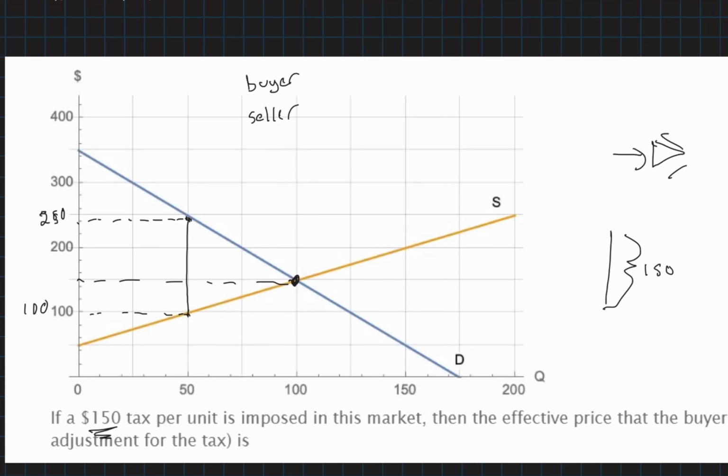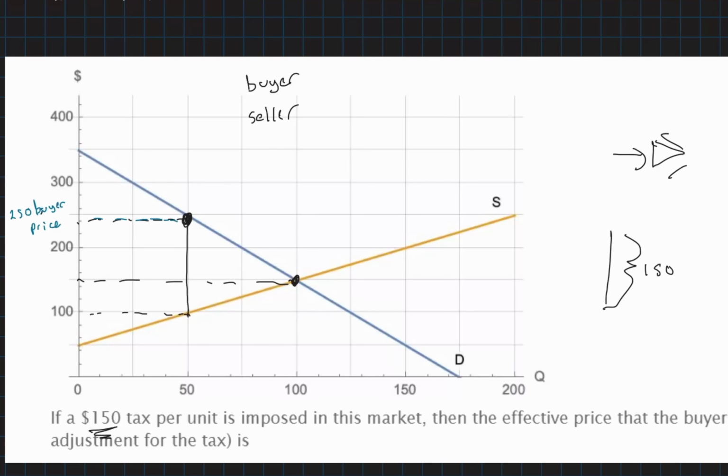So how do you know which one's the buyer price, which one's the seller price, first of all? Let's deal with this point right here. This point is on the demand curve. Does demand deal with consumers or producers? The demand always deals with consumers. And are consumers buyers or sellers? Consumers are always buyers. So as such, this point right here is your buyer price. Okay, and it's a buyer price of $250.